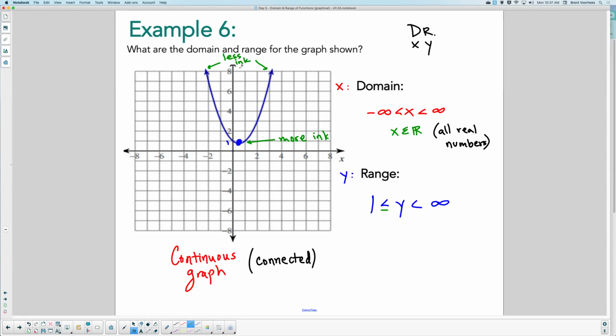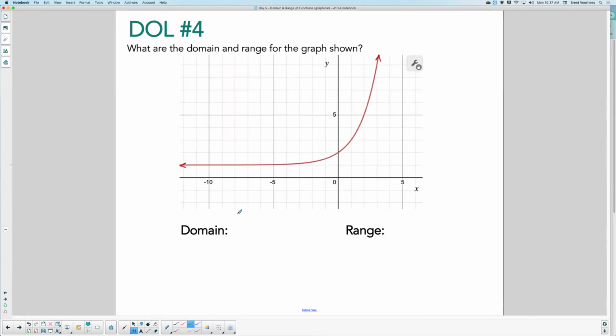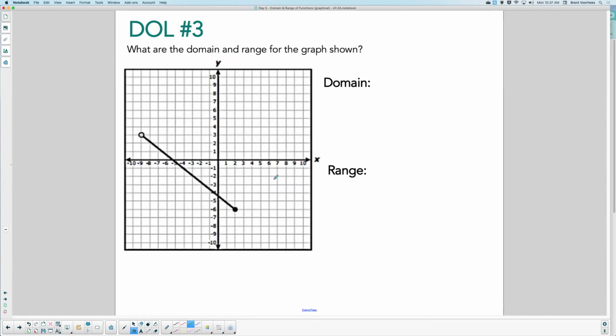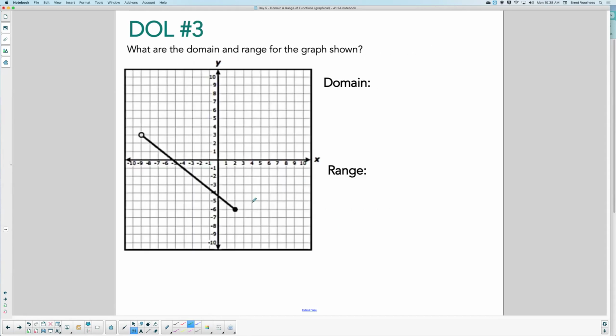Okay, now that you've seen all of those, we have 2 DOLs to close up the lesson. You have this one, and actually, you know what? Maybe I want you to do number 4 first. Okay, so try number 4, pause your video, and then come back and try number 3. Again, just pause your video right here. And then I'll come back and then you can pause your video here.